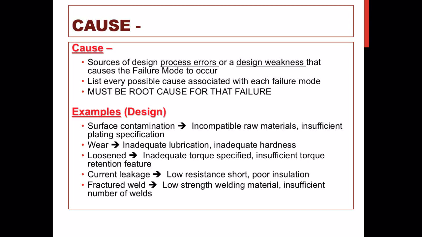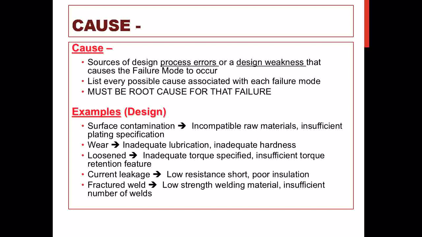So, cause. These are the sources of design process error, design weaknesses that are going to cause a failure mode to occur. And we want to make sure that we list every possible cause associated with each failure mode. And we also have to recognize that these causes that we put down have to be root causes for the failure. So some examples. If we have, say, loss of a function of a product, let's say we have a seal that won't seal anymore.